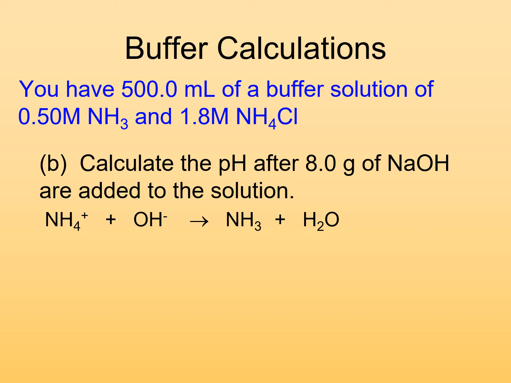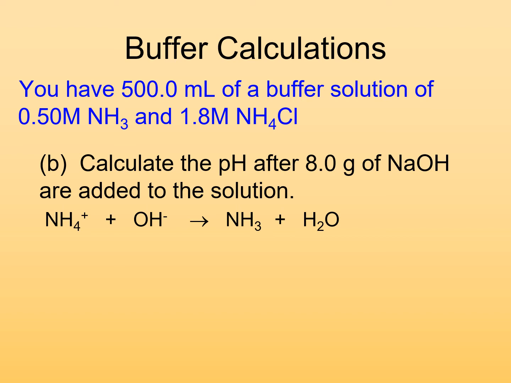Looking at our values we have initially, whenever you are trying to neutralize, you need to use moles. So you'll figure out moles of ammonium. So 1.8 molar times the 0.500 liters gives you 0.90 moles.